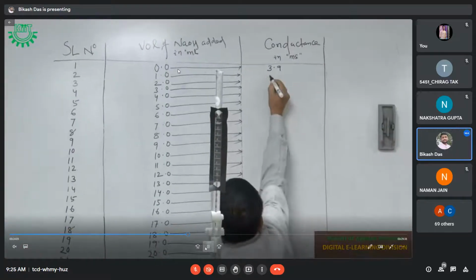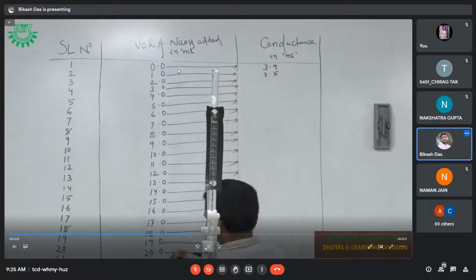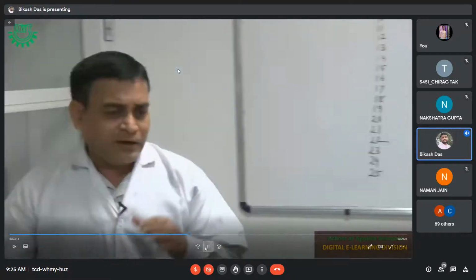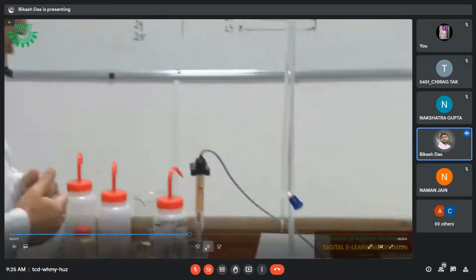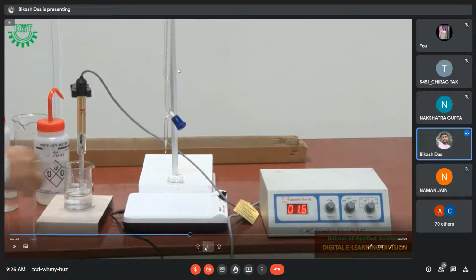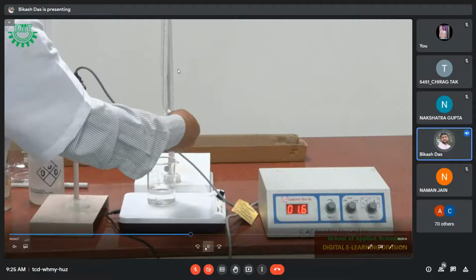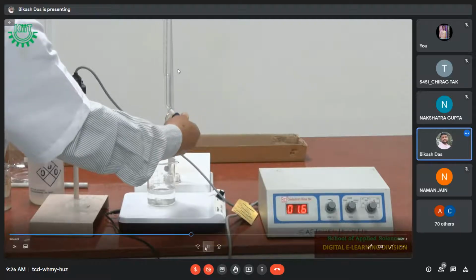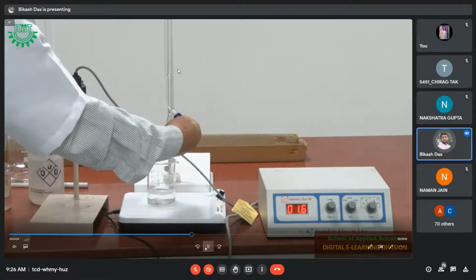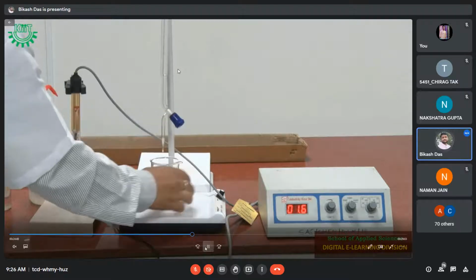So at 1 ml we got 3.5. That means still in that beaker there is free H plus ion. So till now the solution is in acidic medium. Once conductance starts increasing, then you can say the solution is in basic medium. Now again add another 1 ml. Each time we have to add 1 ml, mix it, dip the electrode, and measure the conductance. The common process.